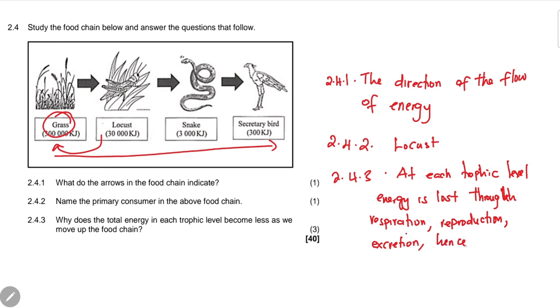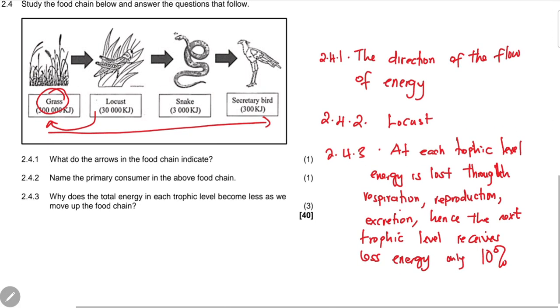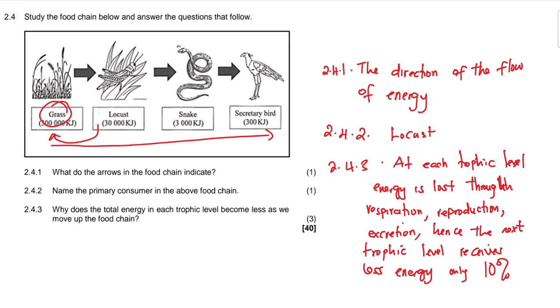Hence, the next trophic level receives less energy. Only 10%. So the 90% is lost. How is it lost? It is lost through some of these processes: respiration, excretion, reproduction. Only 10% is transmitted to the next.